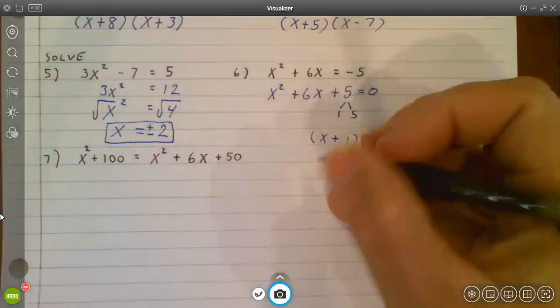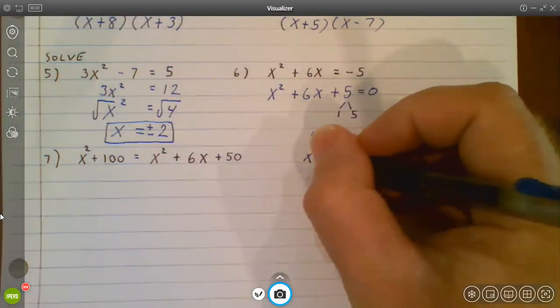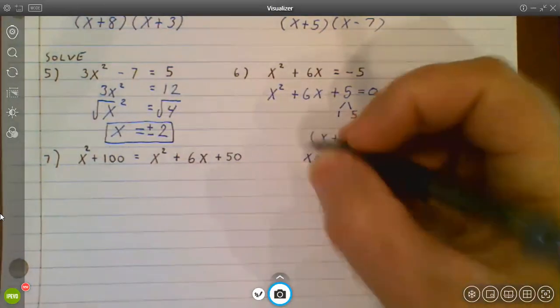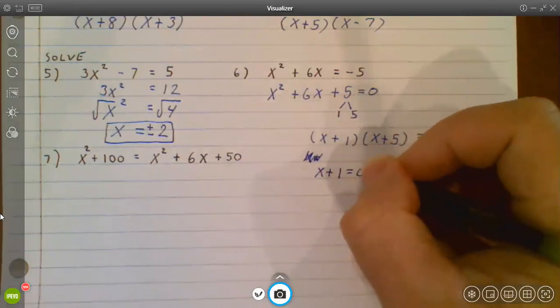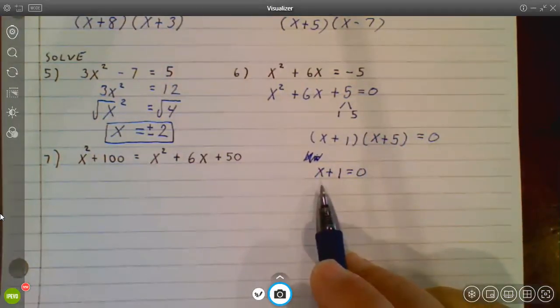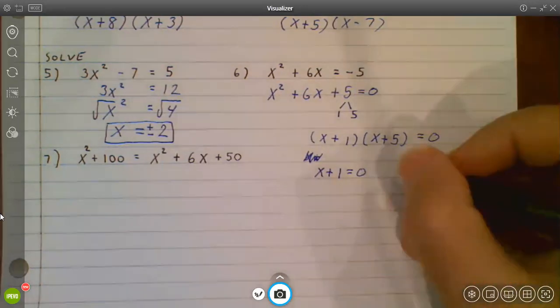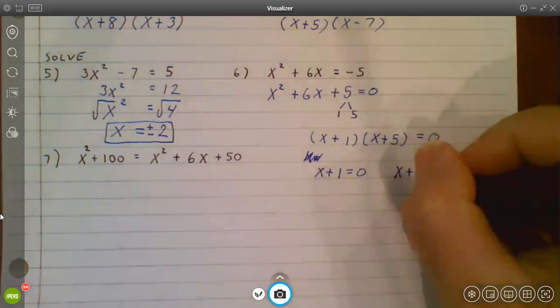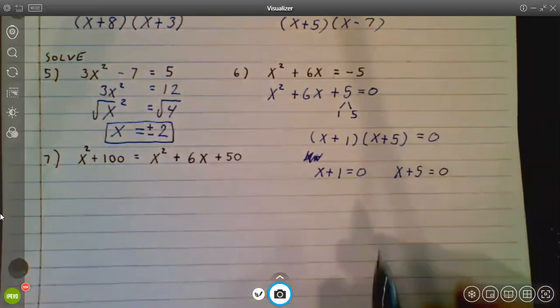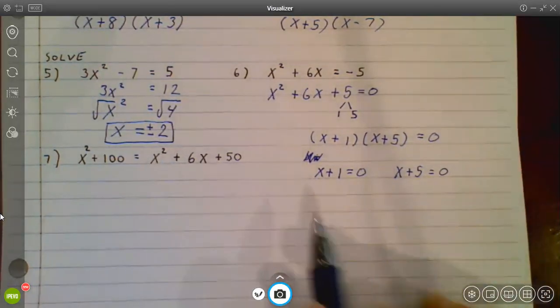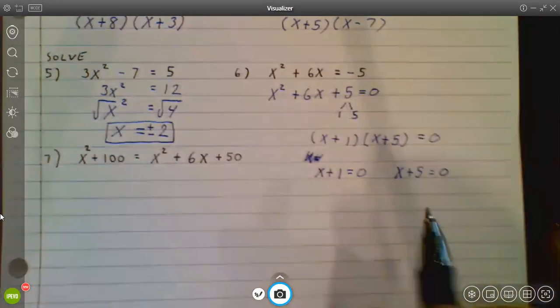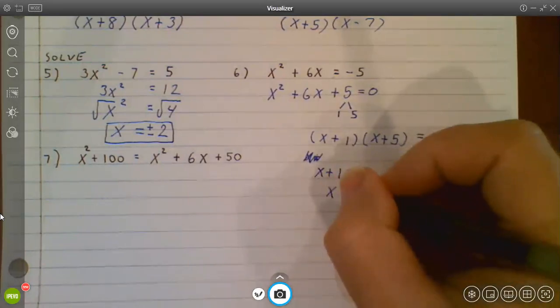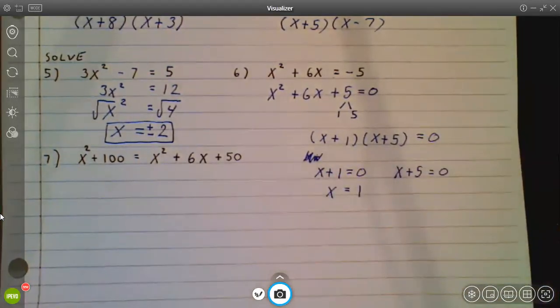So in other words, oh, that's supposed to be a plus. So if x plus 1 could equal 0, what would our solution be? Or if x plus 5 could equal 0, what would our solution be? So let's just look at the first one. If I were to solve for x here, I would solve it by subtracting 1 from both sides, right? So I would get -1 as my solution for that one.